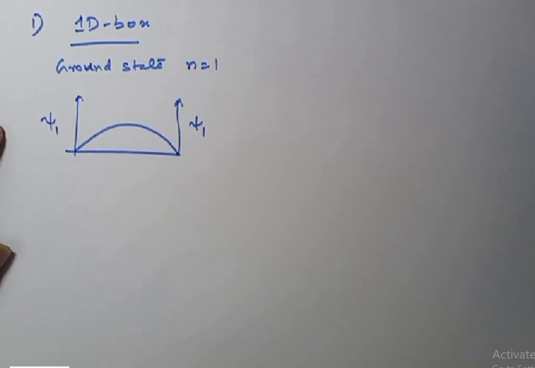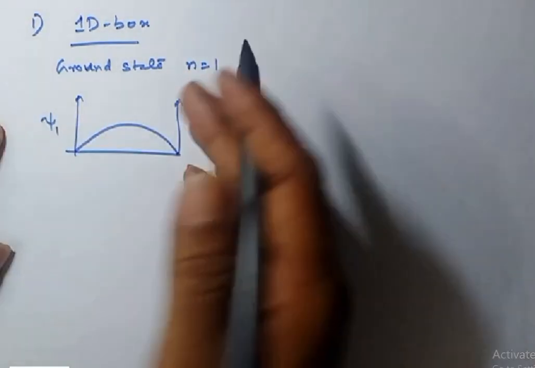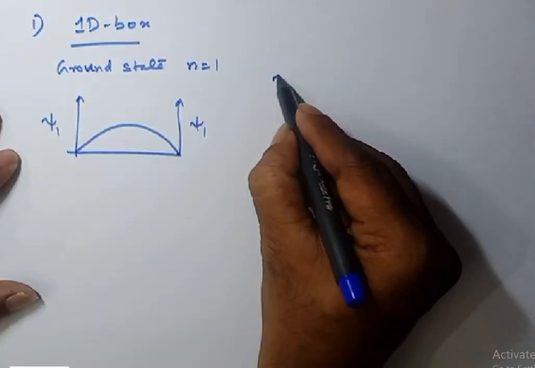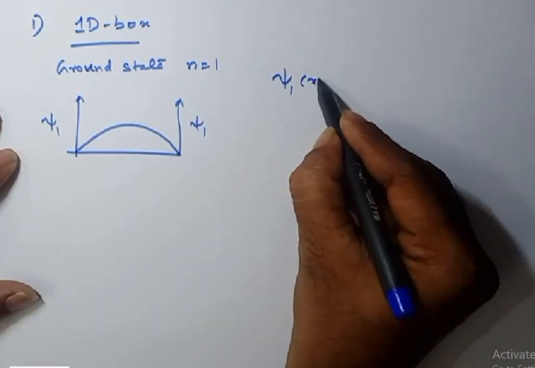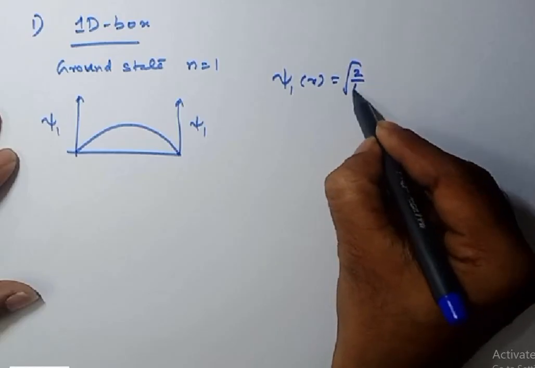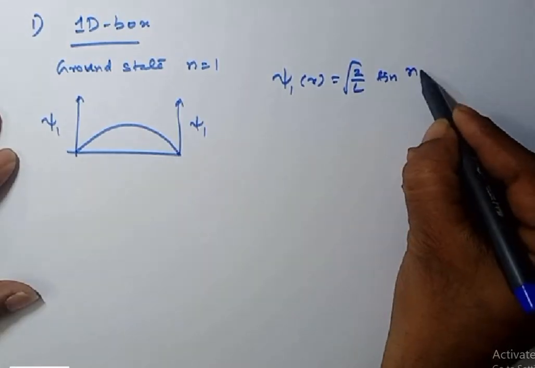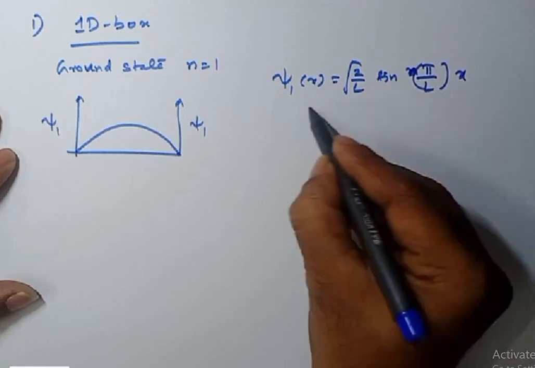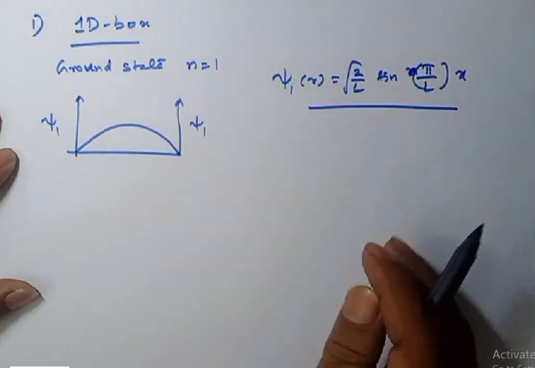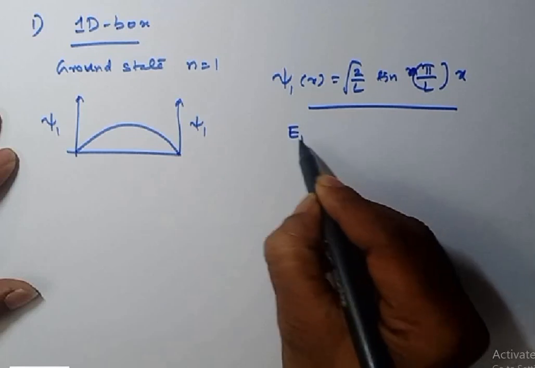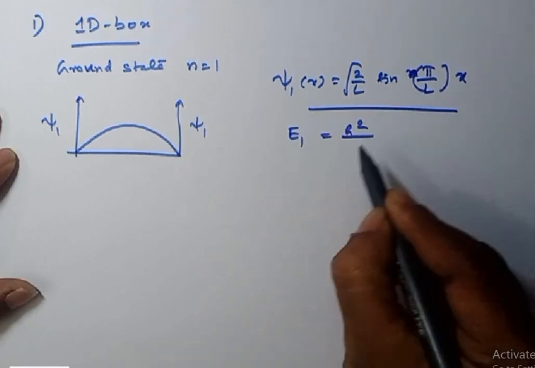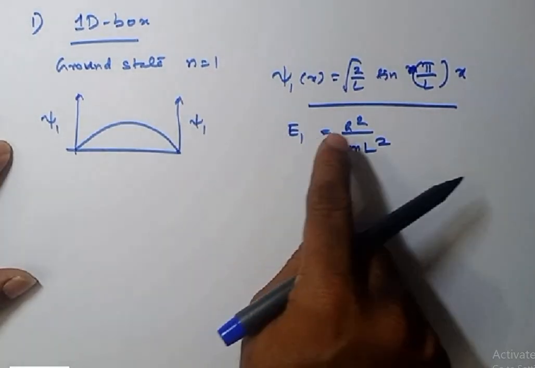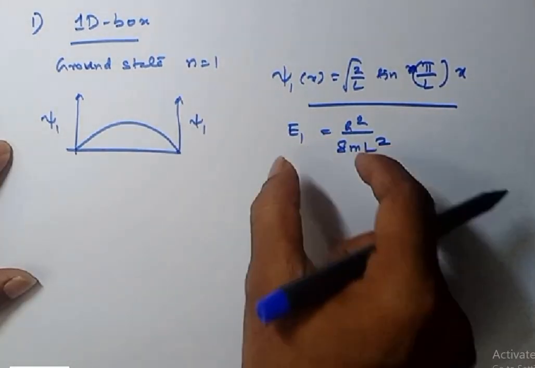Now, the exact wave function we know already, because the 1D box is exactly solvable. For the 1D box, what is the exact wave function of the ground state? We know that it is square root of 2 by L sine of n pi by L into x, with n value 1. This is the exact ground state wave function, and we also know the exact ground state energy. N value is 1, so h square by 8 m L square is the exact ground state energy.